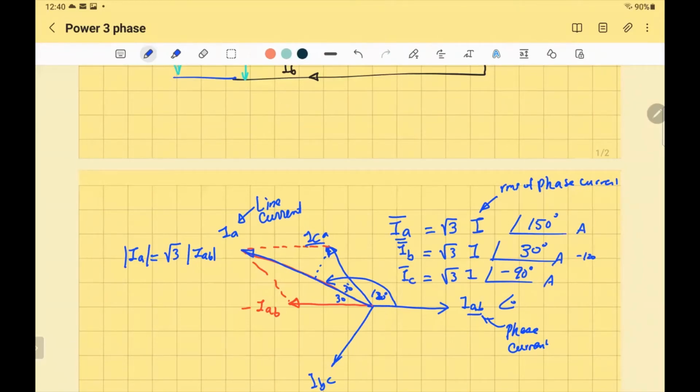This is the source, not load. When we are dealing with the load, it will be different. I'm not going to make the proof. It's very similar, but the sequence will be different, and I'll tell you why it's different. But do you understand how we got the relationship? Magnitude: line current is bigger than phase current by square root of 3, leading phase current by 150.